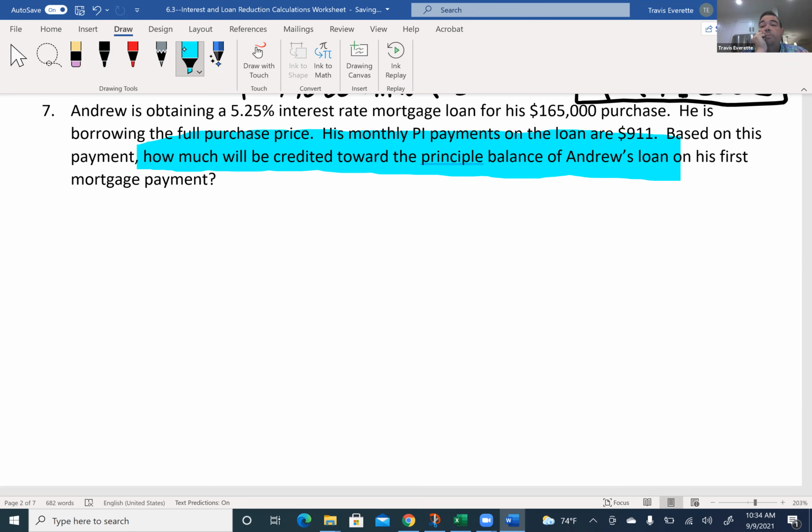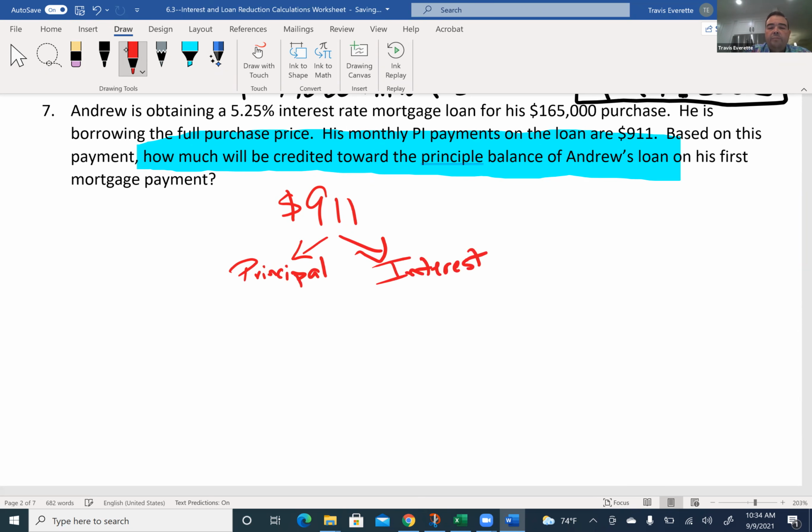Oh, they want us to break down the payment. They want us to take that $911 and split it into 2 pieces. They want us to split it into principal, how much is going toward principal, and how much is going toward interest. And then they want to know this piece right here, how much is going toward principal of that 911. I don't have a formula to calculate how much is going toward principal, but I do have a formula to calculate how much is going toward interest.